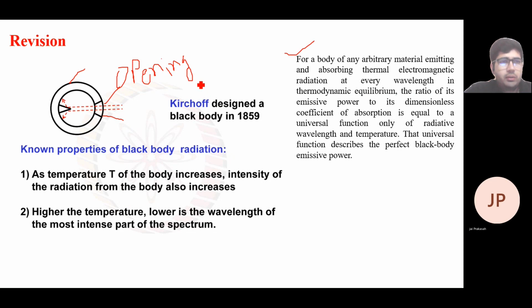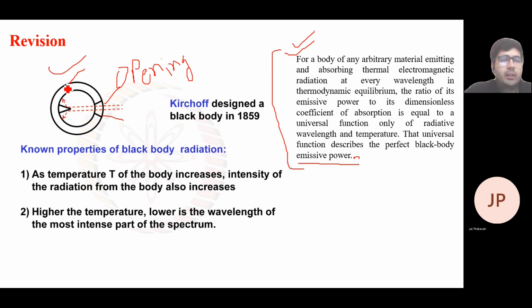And this is the standard statement from Kirchhoff. Okay, so this is the statement of Kirchhoff's law. It is for a body of any arbitrary material emitting and absorbing thermal electromagnetic radiation at every wavelength in thermodynamic equilibrium, the ratio of its emissive power to its dimensionless coefficient of absorption is equal to a universal function only of the radiative wavelength and temperature. That universal function describes the perfect black body emissive power. Okay, so this is the statement of Kirchhoff's law.